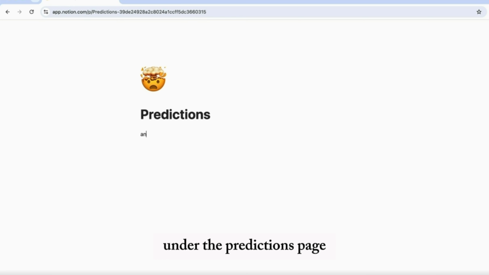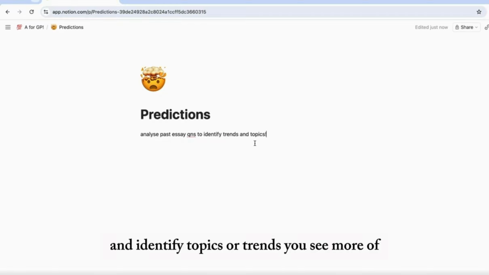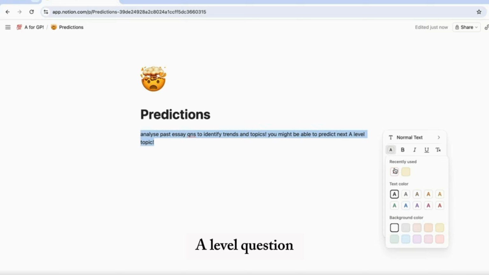Under the predictions page, try and analyze different past year questions from A-levels or even your past year school prelim questions, and identify topics or trends you see more of and write them down in this page. You never know, you might just be able to predict the next A-level question.